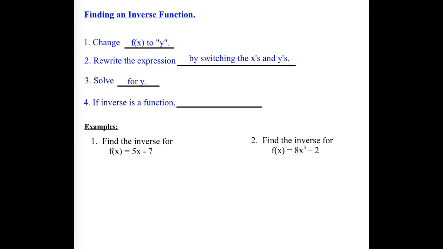And if the inverse is also a function, we can put it back into function notation using that f with a little -1 exponent. A little hard to see on that. It would look like that. So we started out with a function of x. This is indicating that we have the inverse function of x.